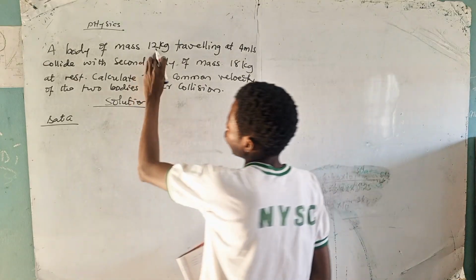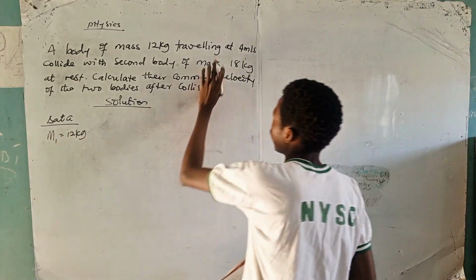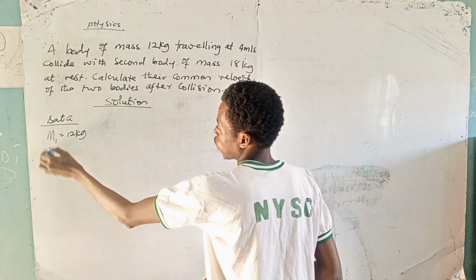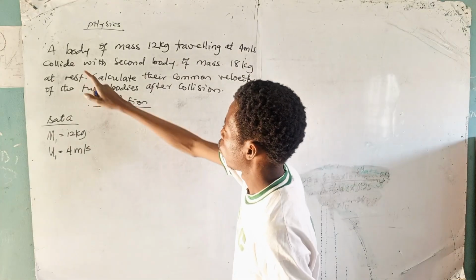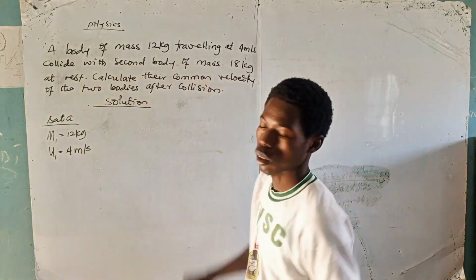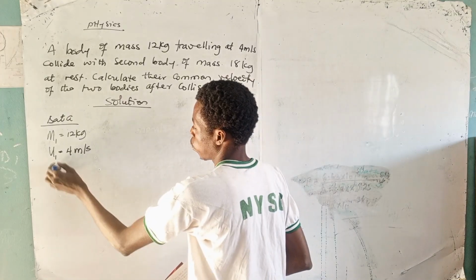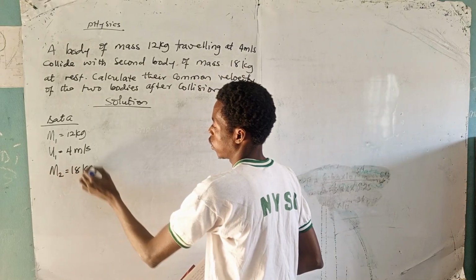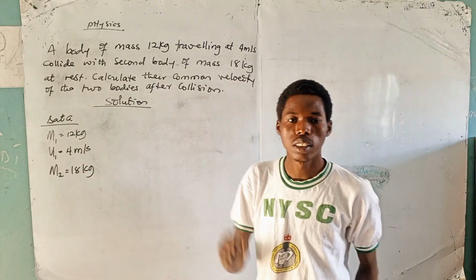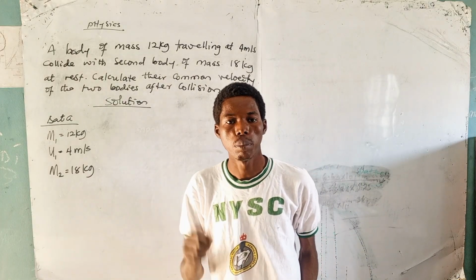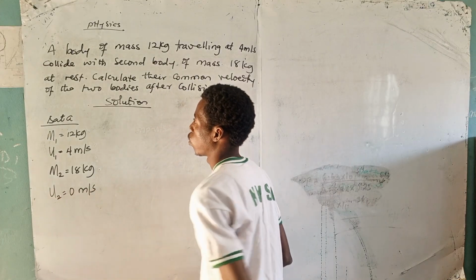So the first body has a mass of 12 kilogram and is traveling at 4 meter per second. That is, its velocity is 4 meter per second. It collides with a second body of mass 18 kilogram. The second body has a mass of 18 kilogram, that is M2, 18 kg, at rest. So a body at rest has 0 meter per second velocity. So U2 equals 0 meter per second.